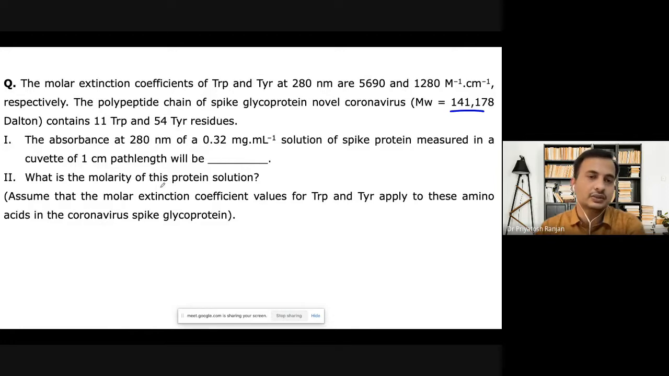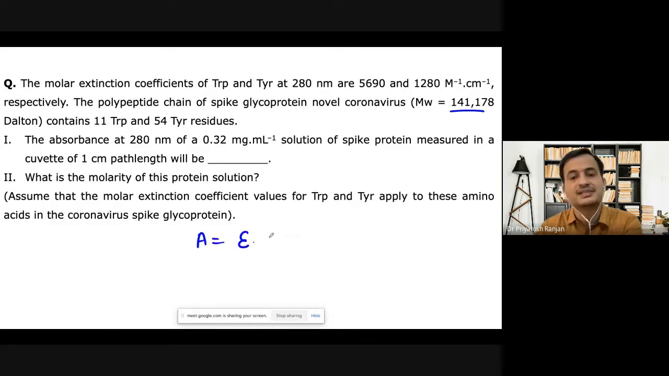Now the question is that I need to calculate the absorbance at 280 nanometer of a 0.32 mg per ml solution of spike protein measured in a cuvette of 1 centimeter path length. So what is the absorbance going to be? In the second part, they have asked what is the molarity of this protein solution. Now remember, for any material, the path length of the sample as well as the concentration is directly proportional to the absorbance of the solution.